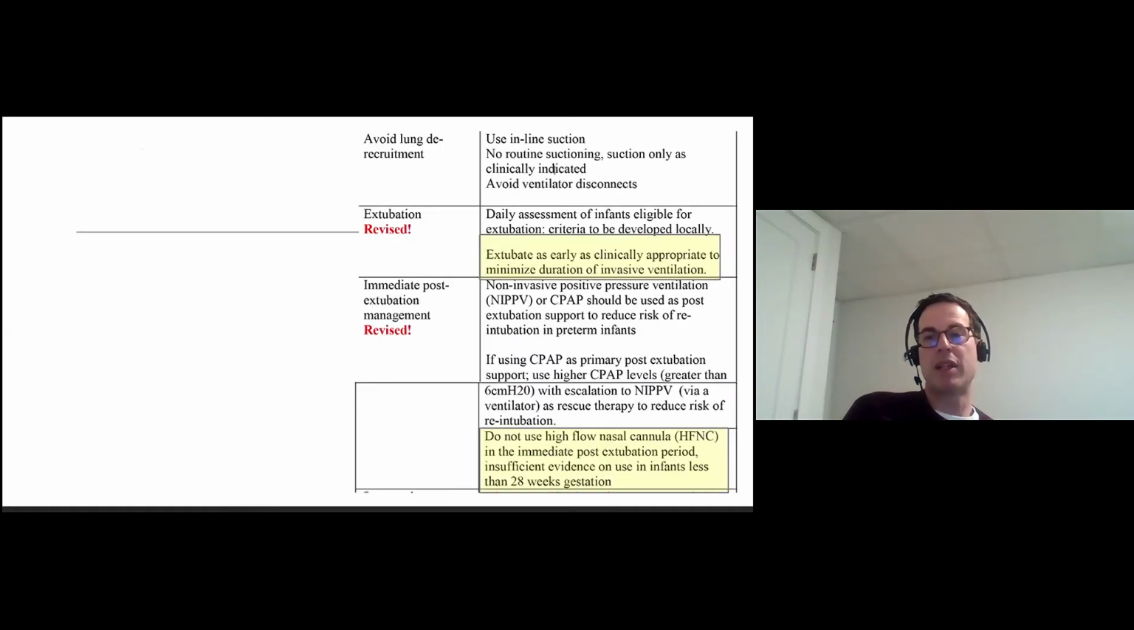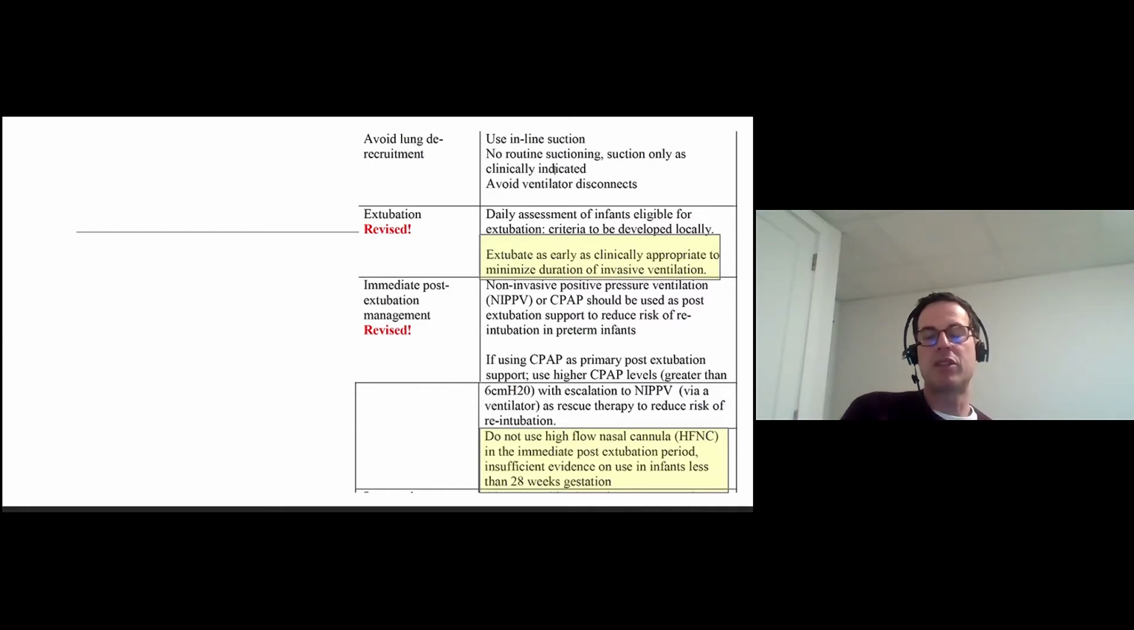One should try to extubate as clinically appropriate to minimize invasive ventilation. The argument for that comes down to something I've said many times before: no one should have a 100% success rate at extubation. If you do, you're extubating way too late. And the last point here is do not use high flow nasal cannula in the immediate post-extubation period.